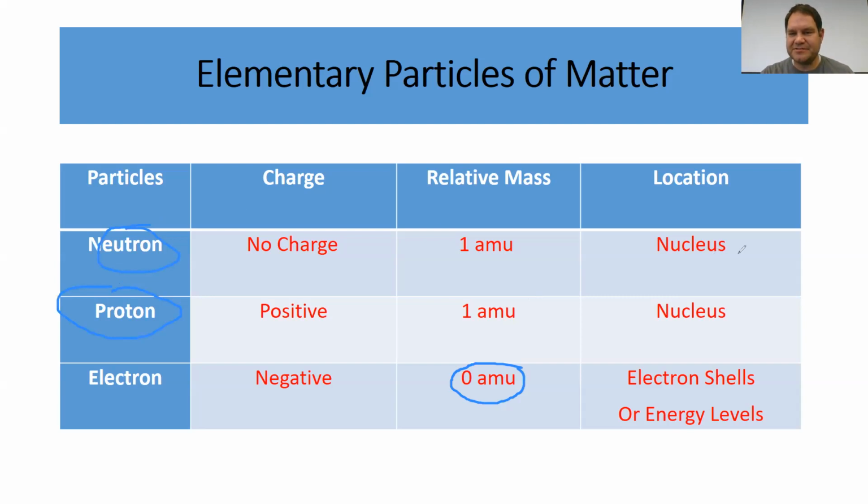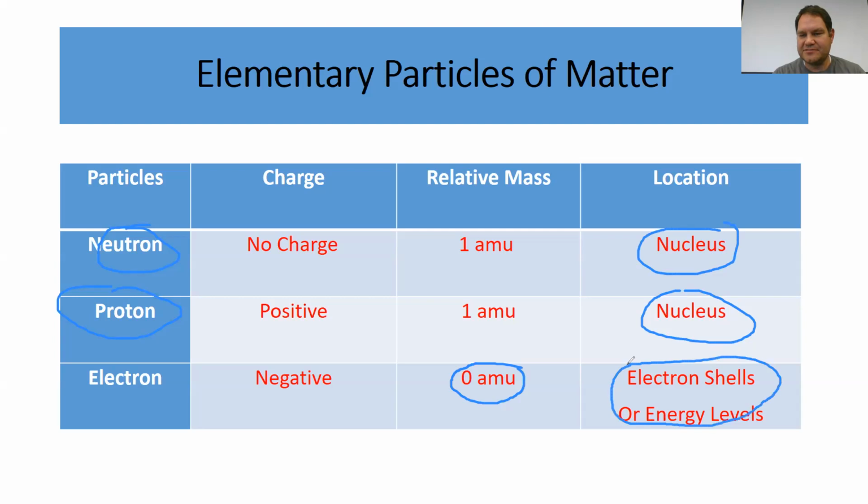Now, as we mentioned earlier, protons are going to be found in the nucleus of the atom. Neutrons are also found in the nucleus, and then electrons are in those electron shells or energy levels.